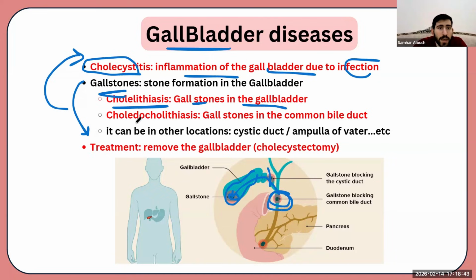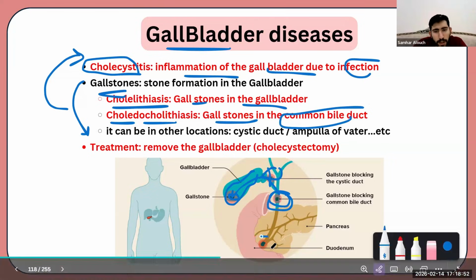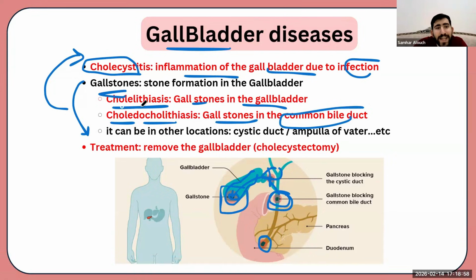bile duct, it will be called choledocholithiasis. Okay? Gallstone in the common bile duct. Now, it may block the cystic duct, it may block the pancreatic duct. These don't have a specific name. I just want you to memorize these two names.